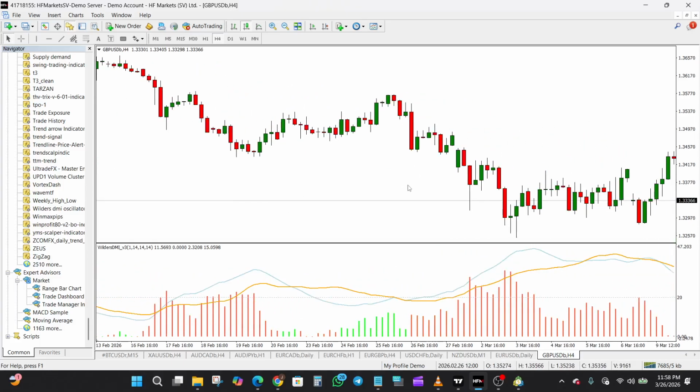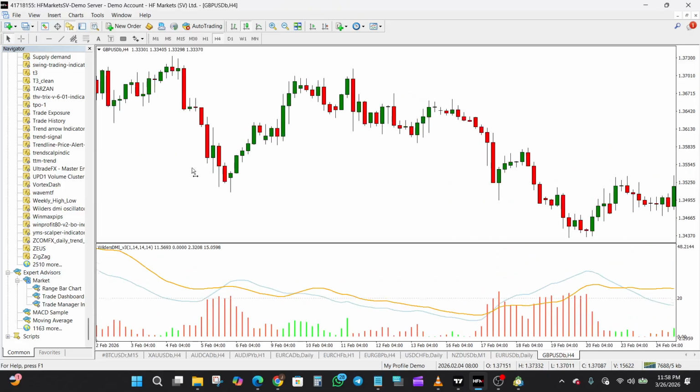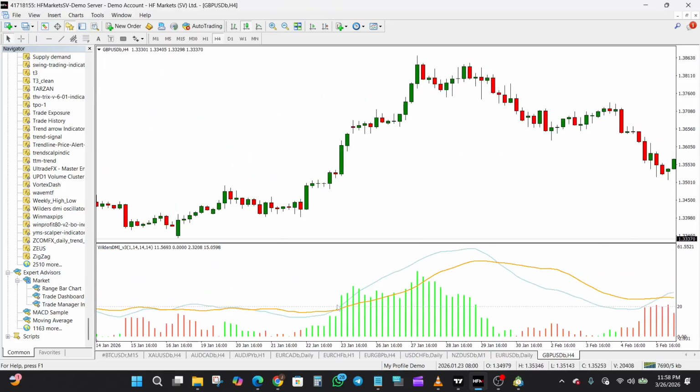You want to have corresponding signals. You don't want to have mixed signals. An example is this: we had the blue line cross above the orange, and we had the green bars piercing above the 20. So this was a good confluence.